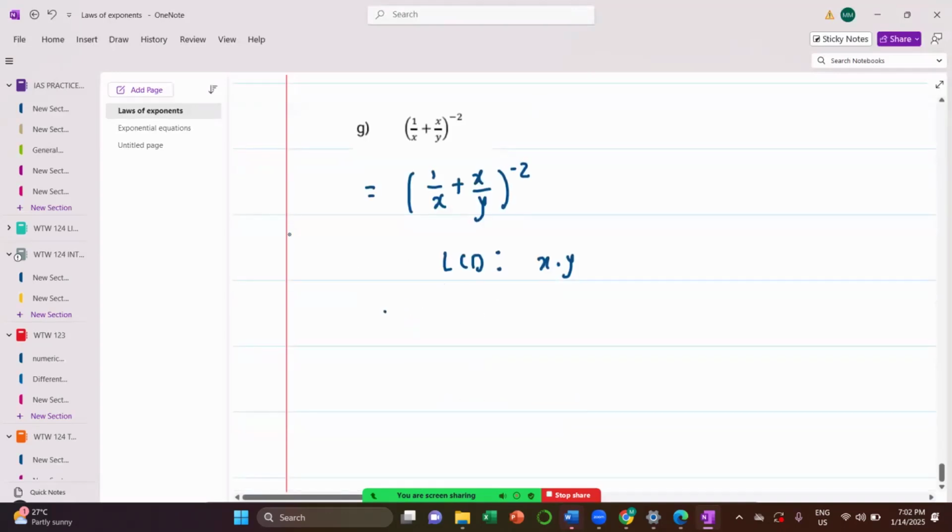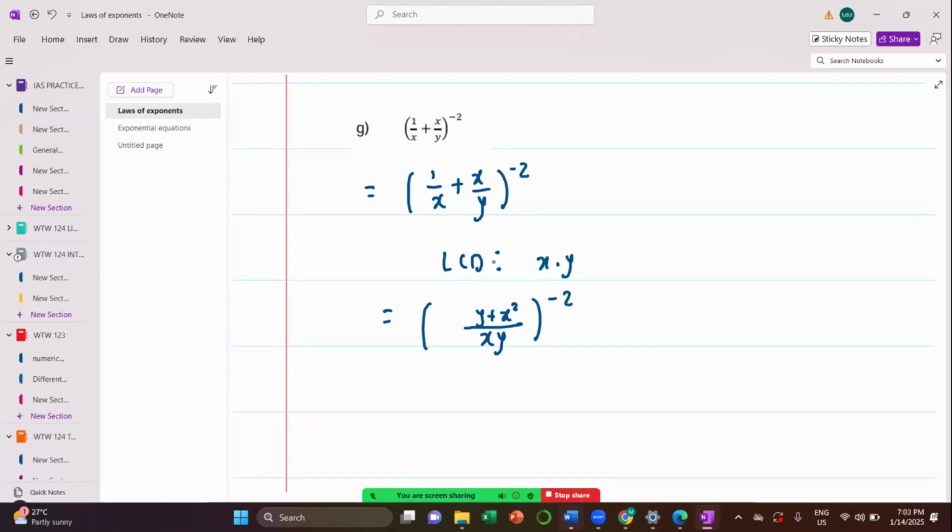So I'm continuing now. This is going to be xy all over y plus x squared, right? All to the exponent of negative 2. And now what am I going to do? I now have this whole base, so I have a numerator and a denominator. But I have to make this exponent positive.